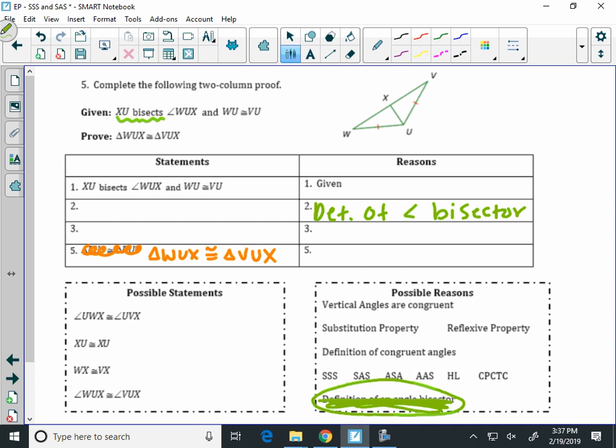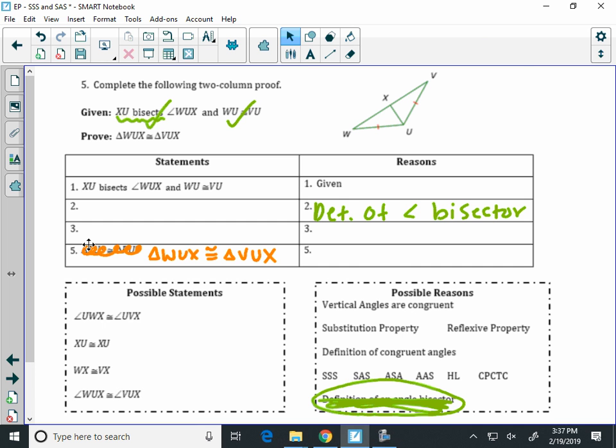I'm going to wait to fill in my statements. I like to fill in my reasons first. And so I took care of that. They told me that WU and VU are congruent, and they marked it for me. So I took care of that. That's already taken care of.